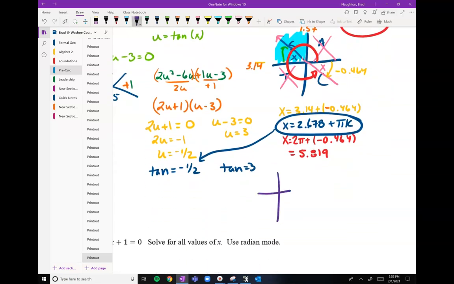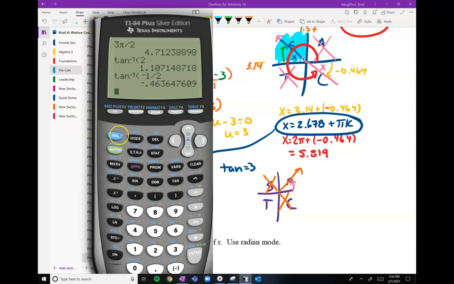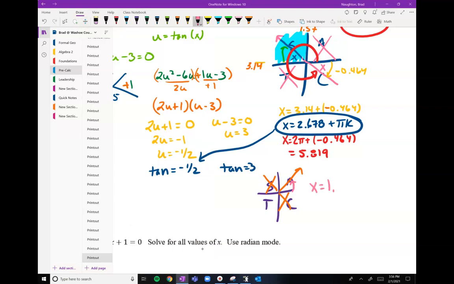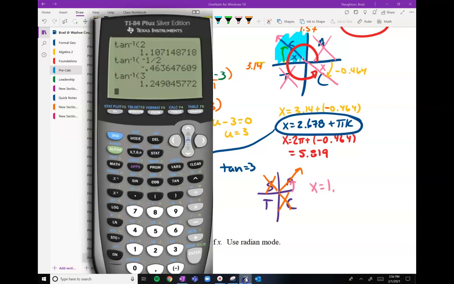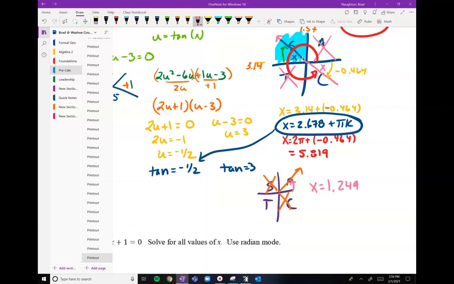So in the 3, all students take calculus. We're going to be in the first and the third. So I need to know this x right here. So let's find what that is. Second tangent 3. So x is going to be 1.249. Or I should say, it says 2 decimal places, so I should probably follow that. But you get the gist.